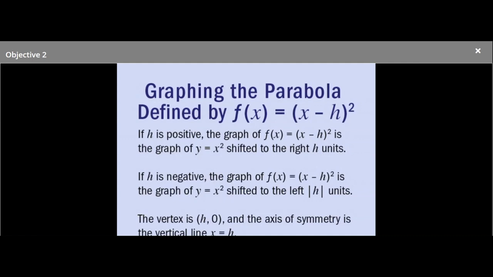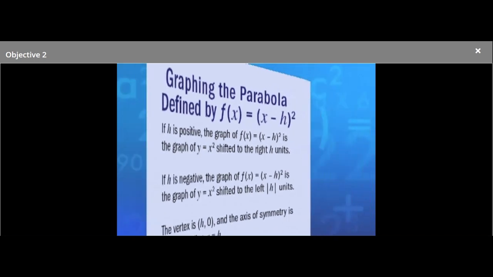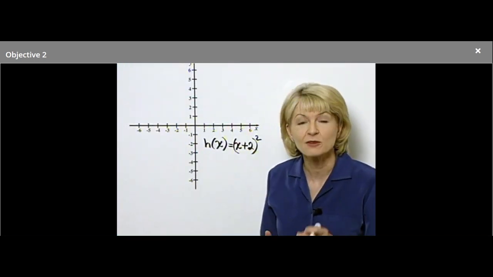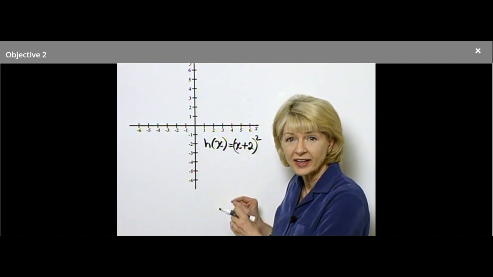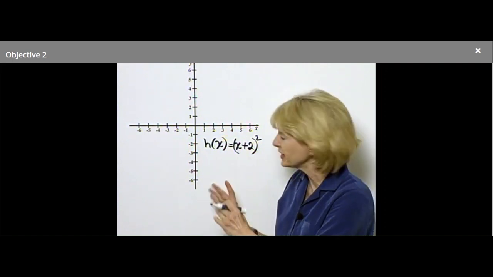Now you'll see this will follow naturally. The vertex is (h, 0) and the axis of symmetry is the vertical line x equals h. Keep these things in mind so you'll be able to recognize what type of movement.